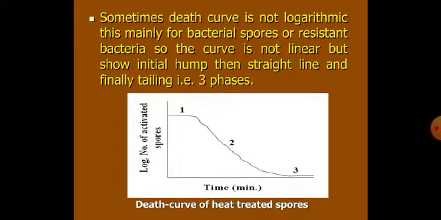But sometimes deviation from linearity occurs in the death curve. As appears in area 1, it may give an initial hump, or maybe give a straight tailing or straight line as in area 3.